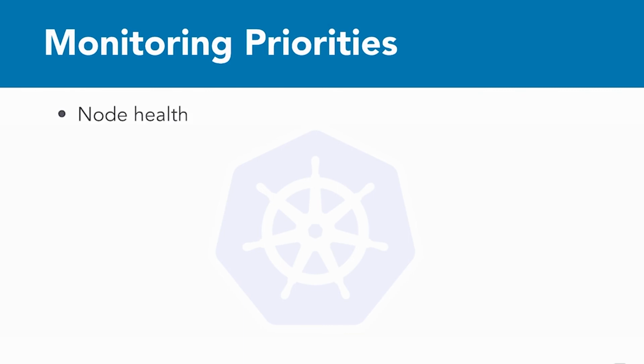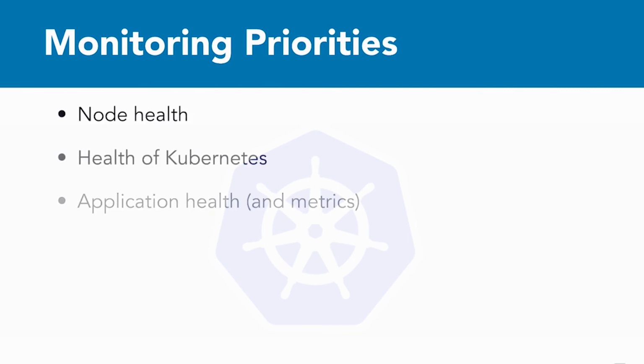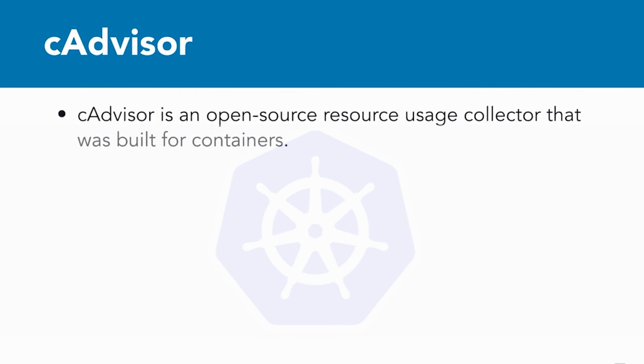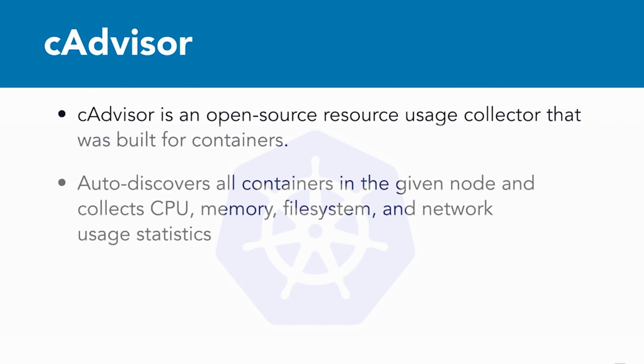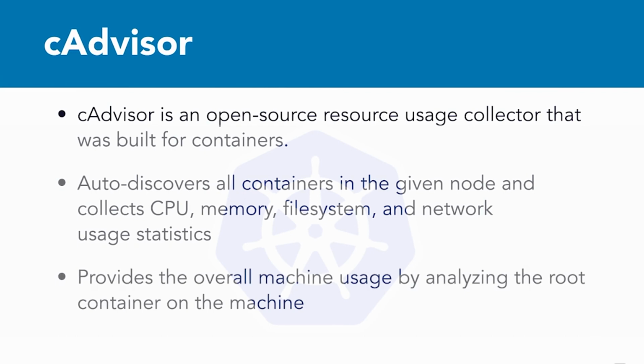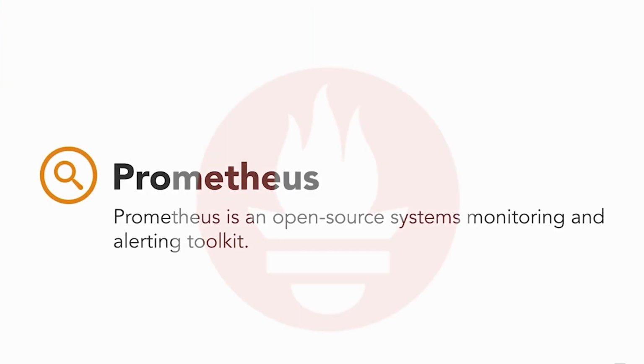From a monitoring perspective, we have a few things we'd like to monitor: the node health, the health of the Kubernetes cluster, and application health and metrics. For node and Kubernetes health, the combination of two open source projects, cAdvisor and Prometheus, give an elegant way to monitor your cluster and applications. cAdvisor is an open source resource usage collector that was built for containers. It auto-discovers all containers in a given node and collects CPU, memory, file system, and network usage statistics. cAdvisor also provides the overall machine usage by analyzing the root container on the machine.